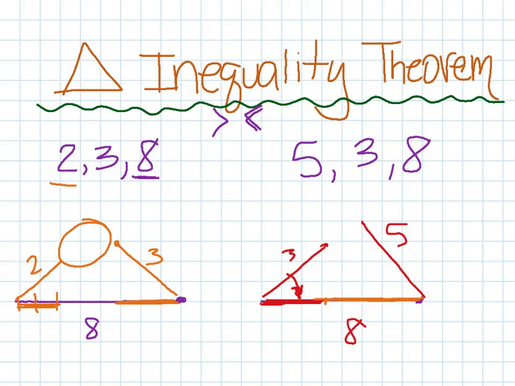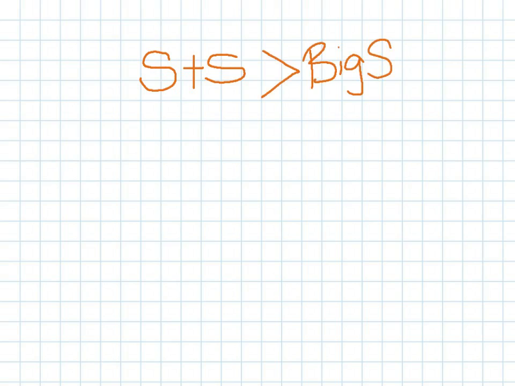So the 3 and the 5 are equal to the 8, but as you start to bring this orange side up so it has an angle, the 3 and the 5 are going to slowly create a gap here. So these two numbers have to be bigger than 8 when you add them together. And that's what the triangle inequality theorem is. The triangle inequality theorem states that the two smaller sides, when you add them together, have to be greater than the biggest side. I'm going to call that big S. So the two small sides, when you add them together, have to be bigger than the bigger side.